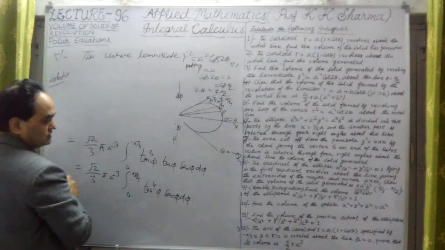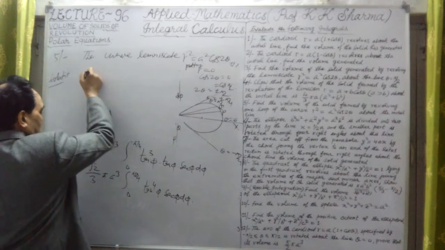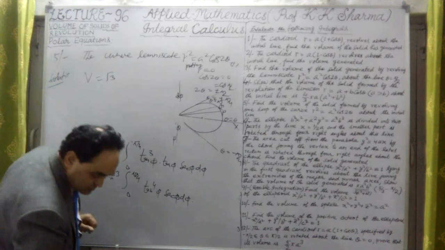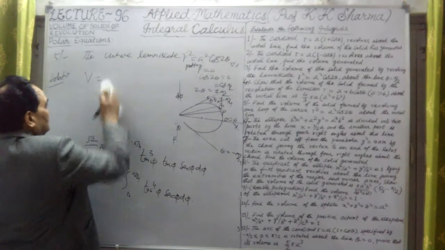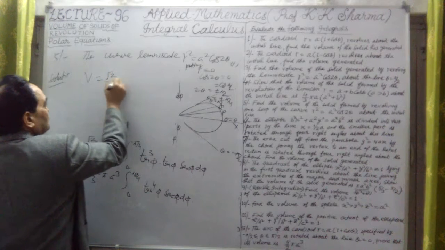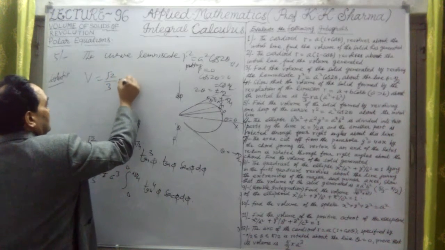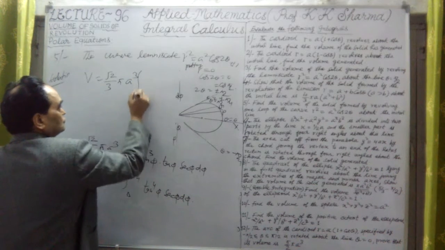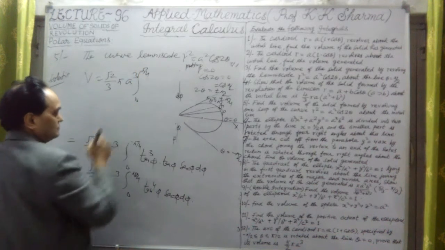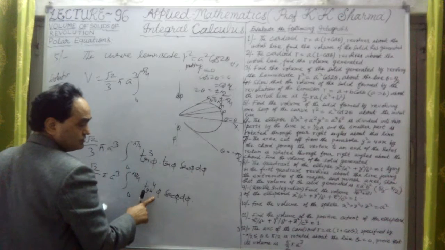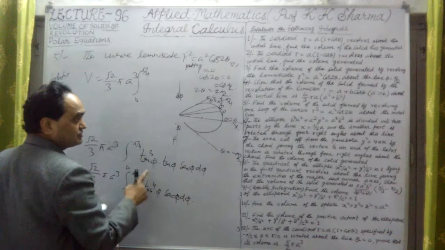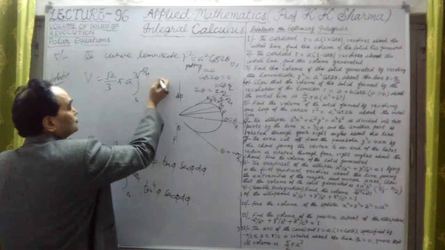So tan⁴φ, so V is going to be, we are calculating √2 upon 3 π a³, limits 0 to π/4. Now in tan⁴, this is (tan²)². tan⁴ means we can write (tan²φ)².